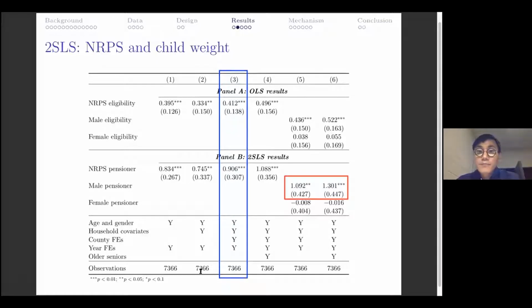But when we compare to the Duflo study, our result is mainly driven by the male pensioners, while in their study, it is driven by the female pensioners. And the point estimate reported in our study, which is around 1, is also similar to what is reported in the Duflo study, which has a point estimate of 1.2 standard deviation improvement on the child weight.